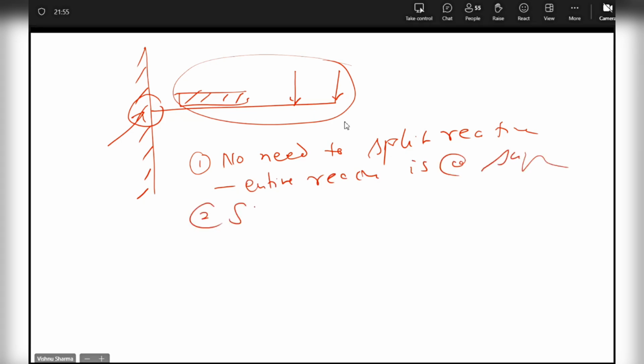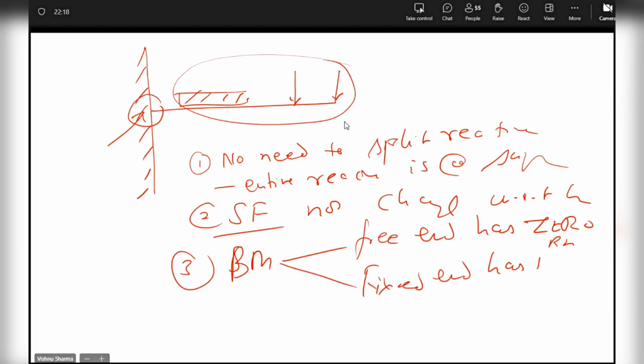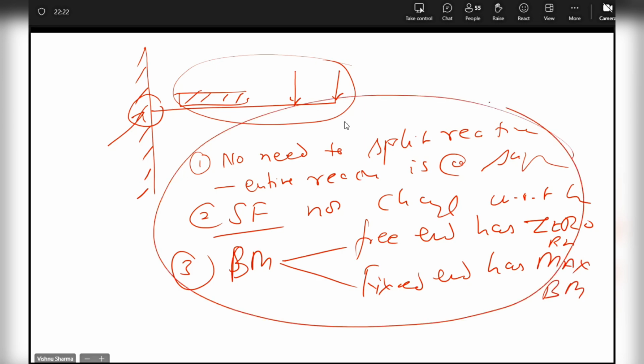Second, SF, no change with respect to beam. Third, BM for a cantilever: the free end has 0 BM, and the fixed end has maximum BM. Is that clear, beta? Have you understood what I'm saying? We'll see it through the questions.